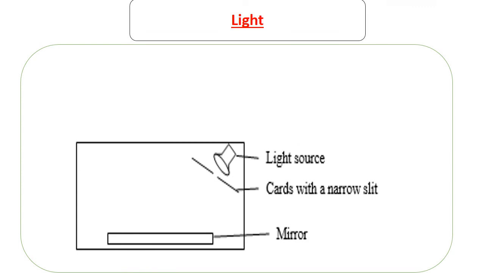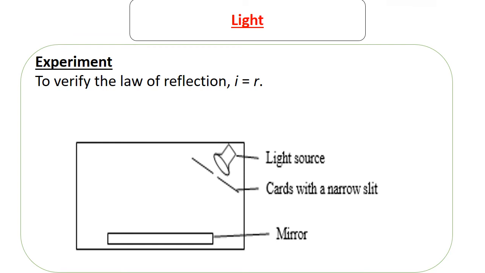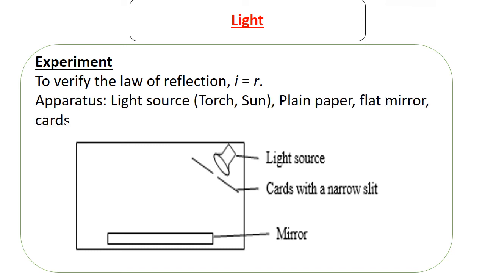We're going to carry out an experiment which is going to aim at verifying the law of reflection, that is, angle of incidence is equal to angle of reflection, in terms of angles, of course. For the apparatus, we're going to need a light source which can be a torch or the sun, a plain paper, a flat mirror, and some cards.